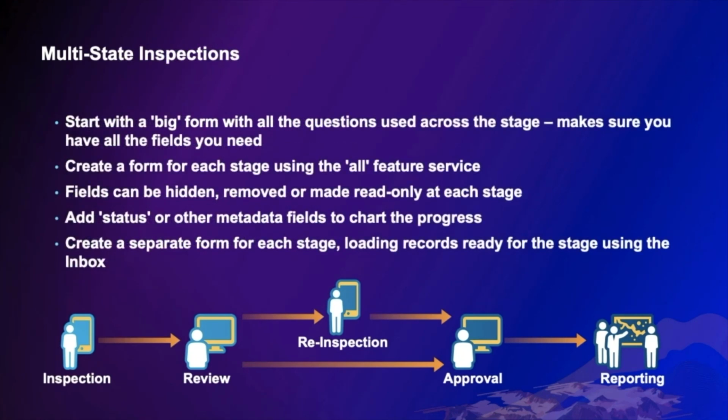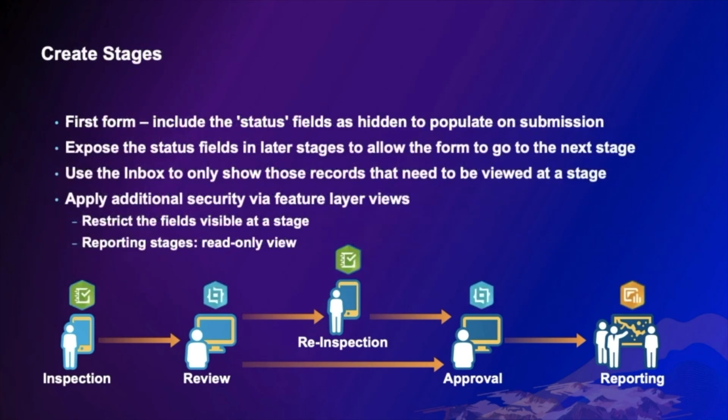When creating a multi-step workflow, it's easiest to start with a form that contains the questions asked in every step. This will ensure the feature service has a field for every question. You can then create an individual form for each step, removing or hiding questions that a user doesn't need to answer at that step, or making a question read-only if they shouldn't edit the data. You should also have a status or other metadata field to be able to identify which step a form is at. You'll be able to load records from the previous step using the inbox.